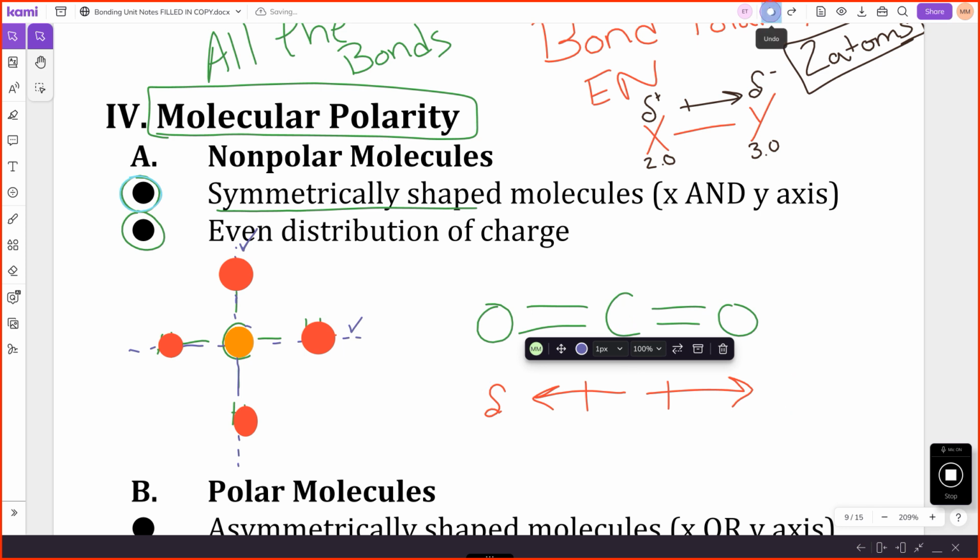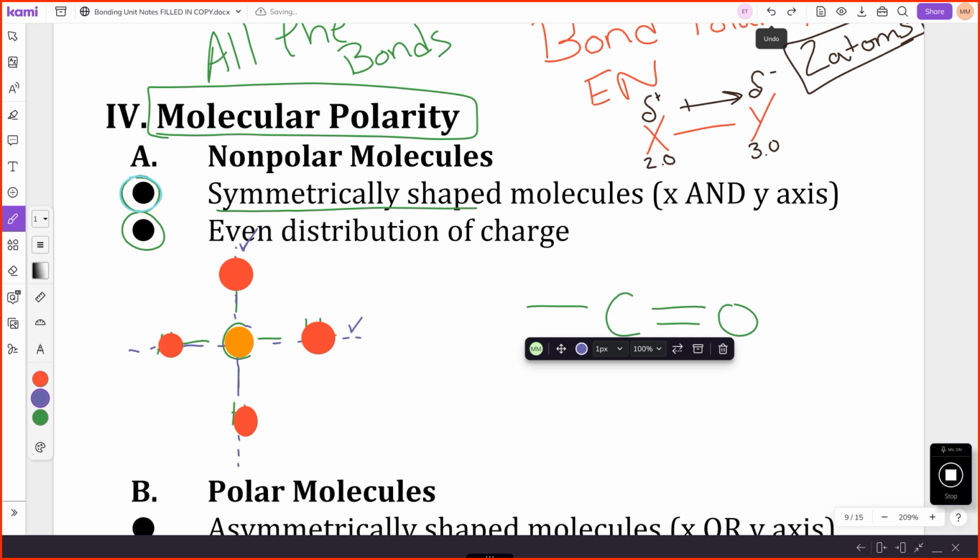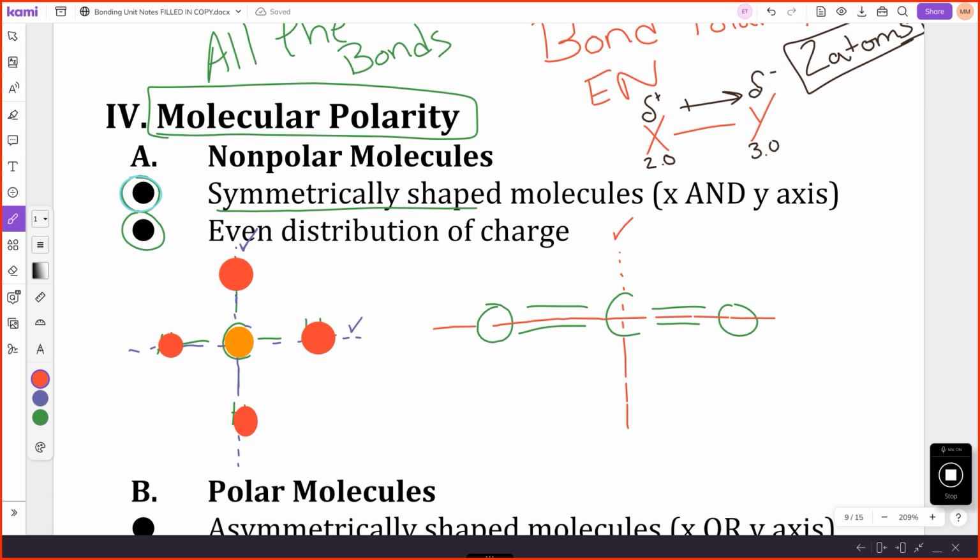All right, but for simplicity's sake, it becomes really easy for us to see when we just draw two lines down the center. Whoa. When we draw a line down the center, oh, that has symmetry left and right. We draw symmetry that way. Yep, those are nonpolar molecules.